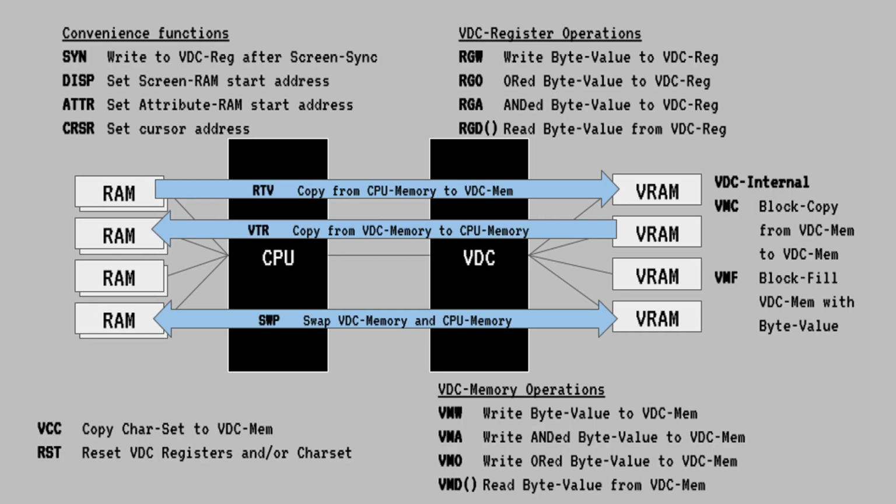I'll be using VDC-Basic once again for showing how to code this. That's a basic extension that makes working with the VDC chip really easy by introducing new basic commands. In previous videos we already used the commands RGW and RGO, which write values or OR values to the VDC's registers. And we also used VMW, which writes a single byte to VRAM. And also VMF, which fills a specific part of VRAM with one value.